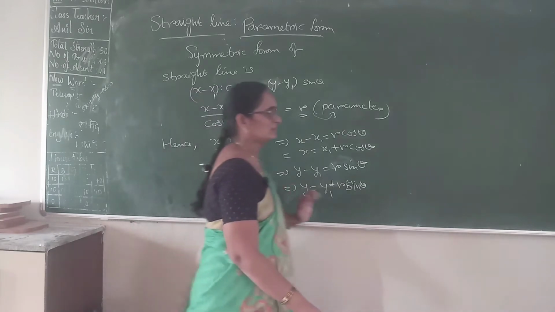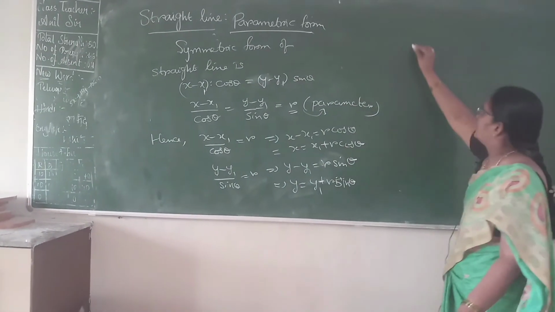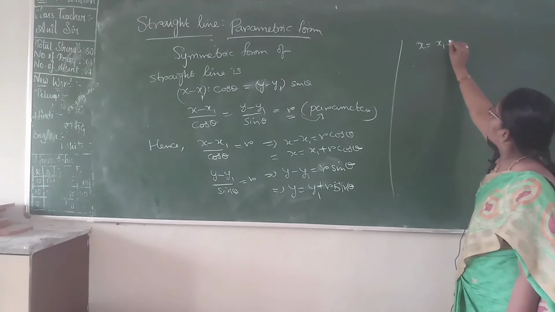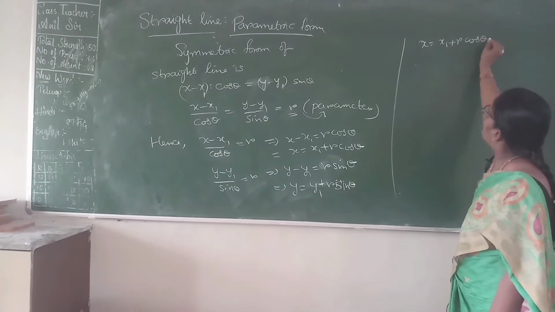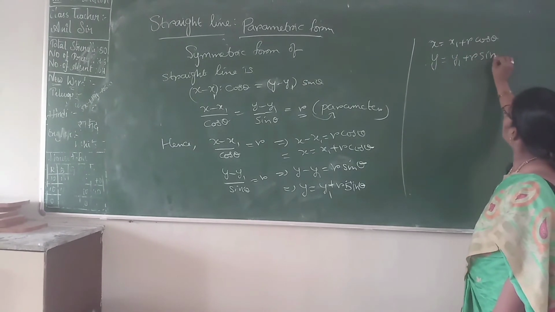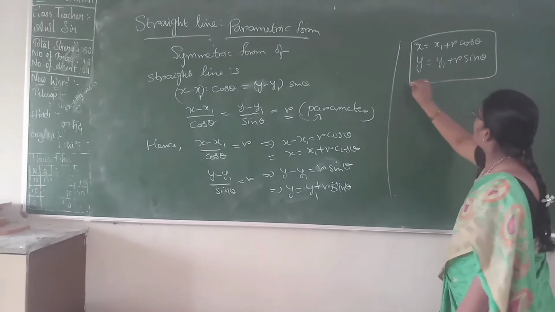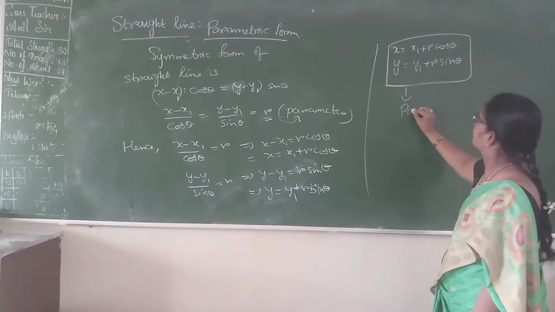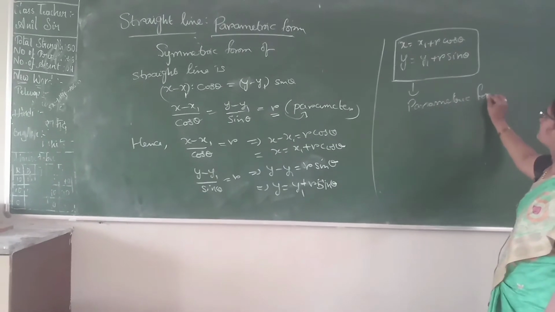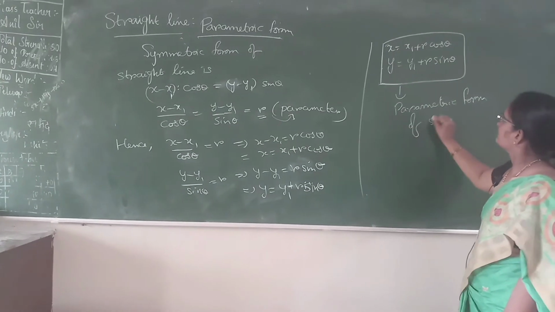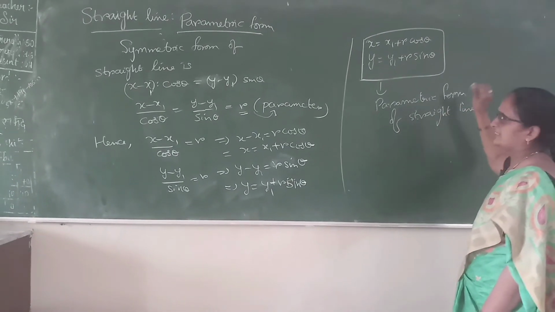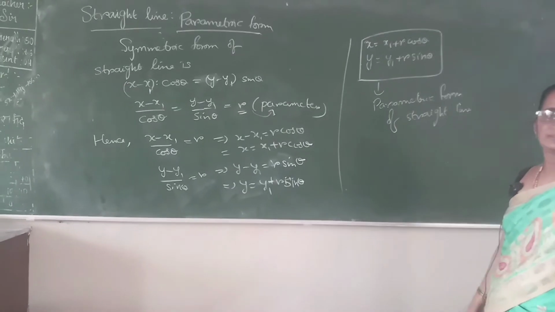That means we can say that x is equal to x1 plus r cos theta and y is equal to y1 plus r sin theta is the parametric form of the straight line. So this we can say like this, the parametric form of the straight line.